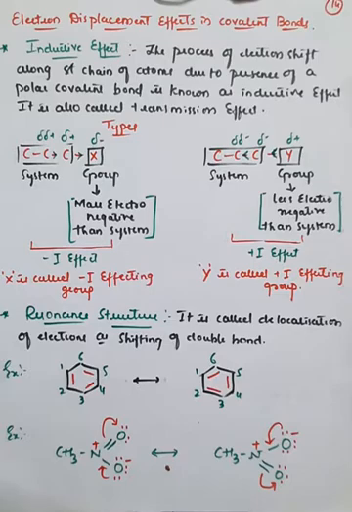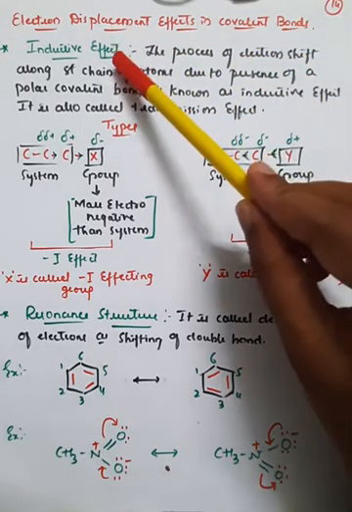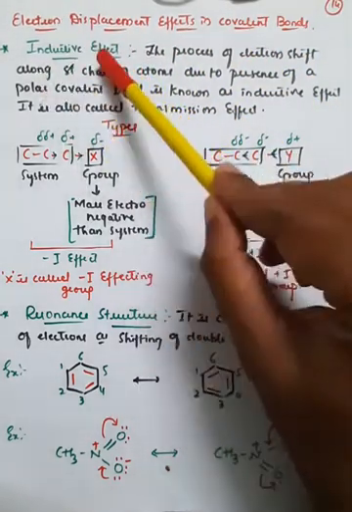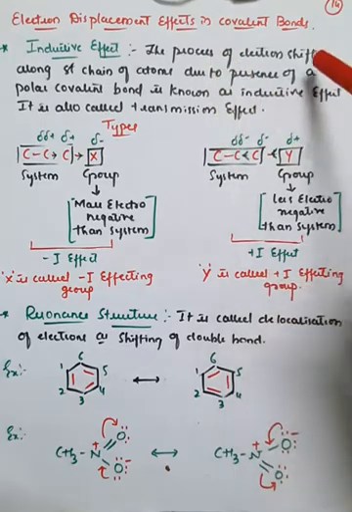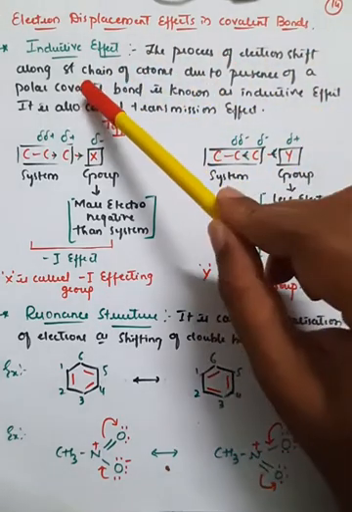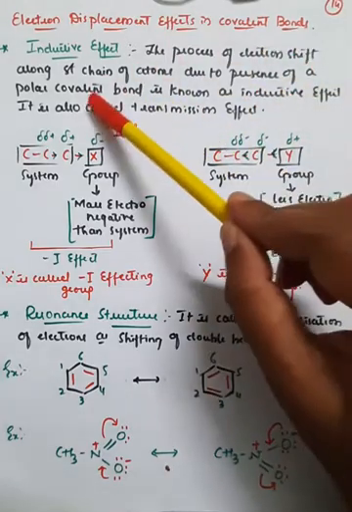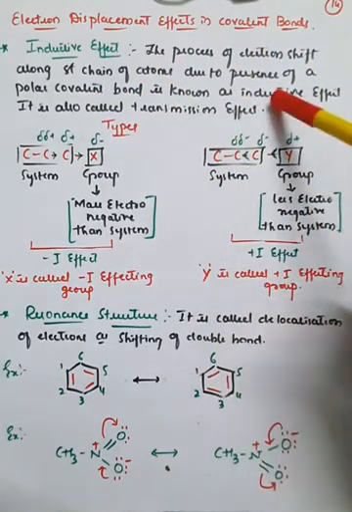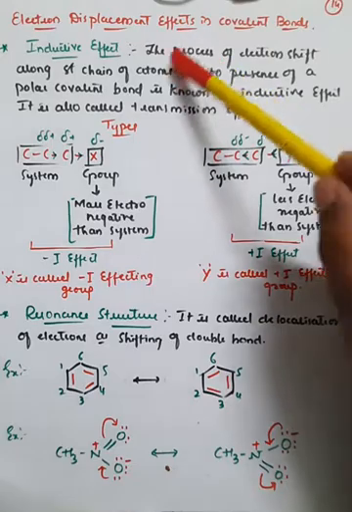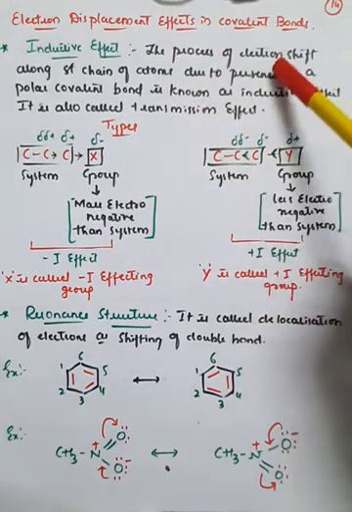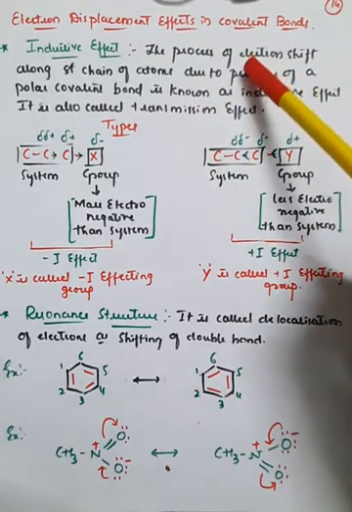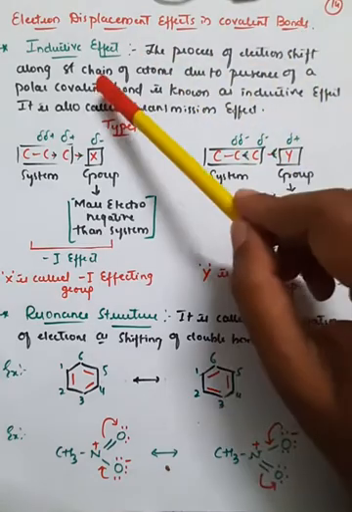So there are different displacement effects. We'll go one by one, right? In that, first one is inductive effect, right? So the inductive effect: the process of electron shift along the chain of atoms due to the presence of a polar covalent bond is known as inductive effect. Once again I will read here. The process of electron shift means the movement of electrons along the chain of atoms.